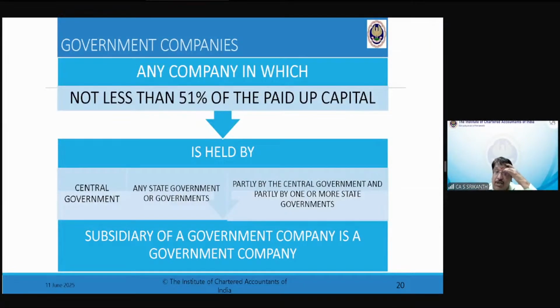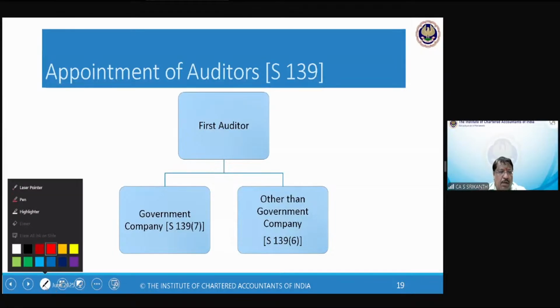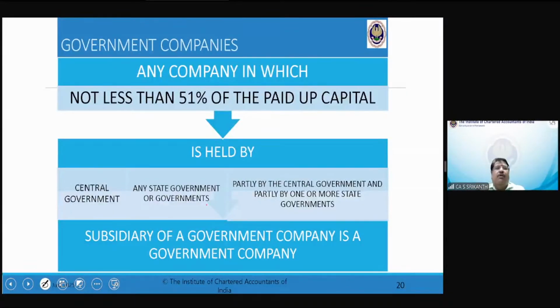So you have to see government company and other than government company. The definition of government company is not in your syllabus. It comes later, but we are going to talk about the term government company. Sometimes in the exam, they give you a question where you have to decide whether it is a government company, and then appropriately prescribe the procedure. Whichever is the correct procedure, you have to tell. Therefore, it is necessary to know the definition of government company. Maybe you know it. If so, good.